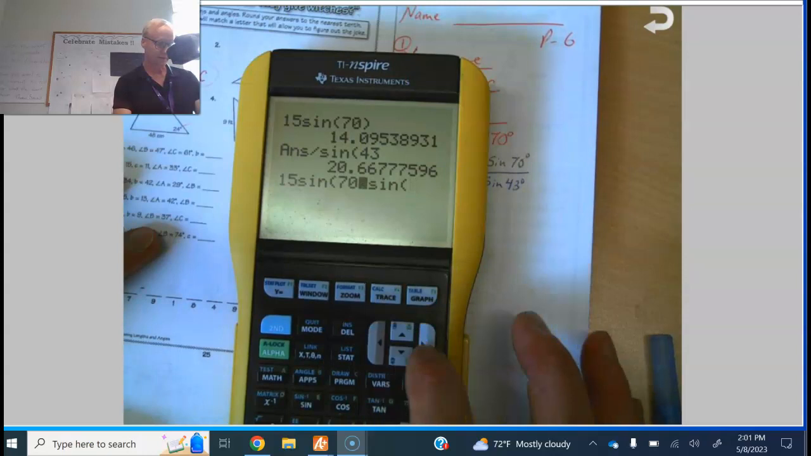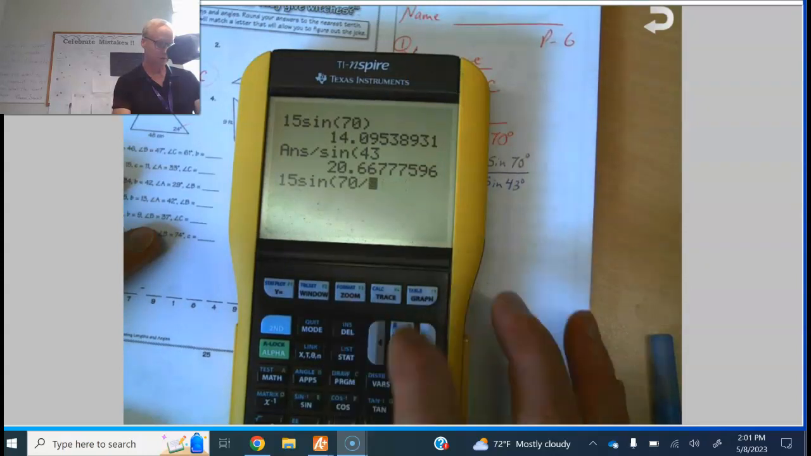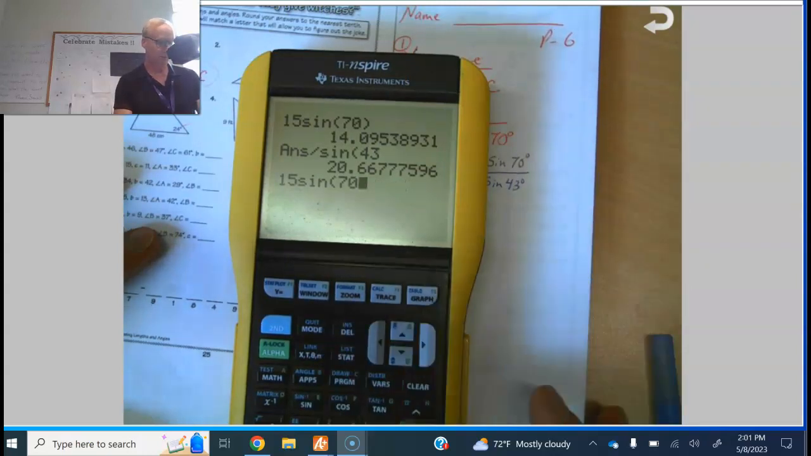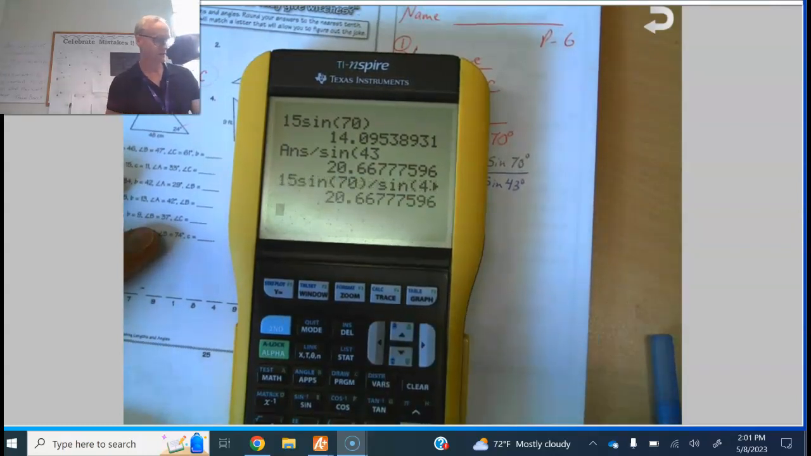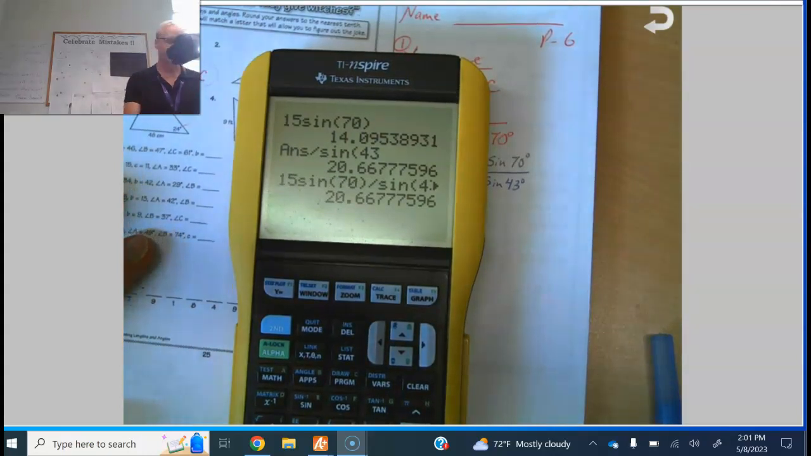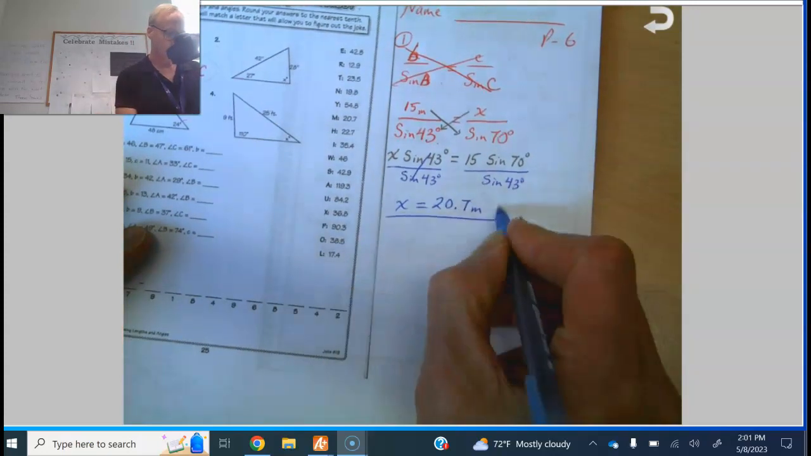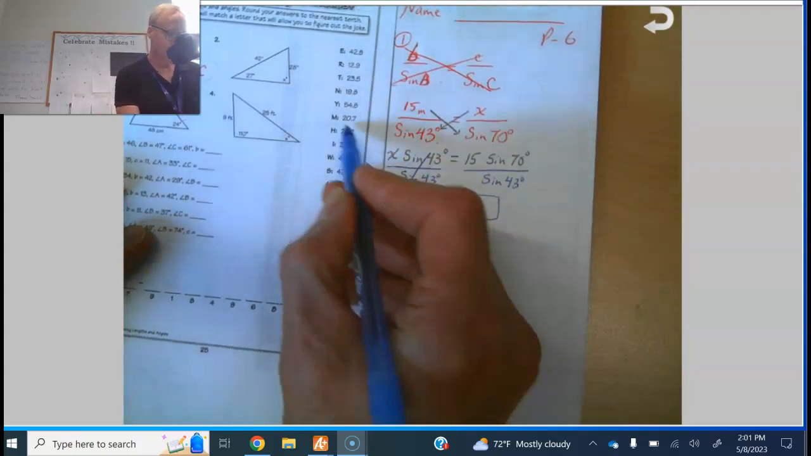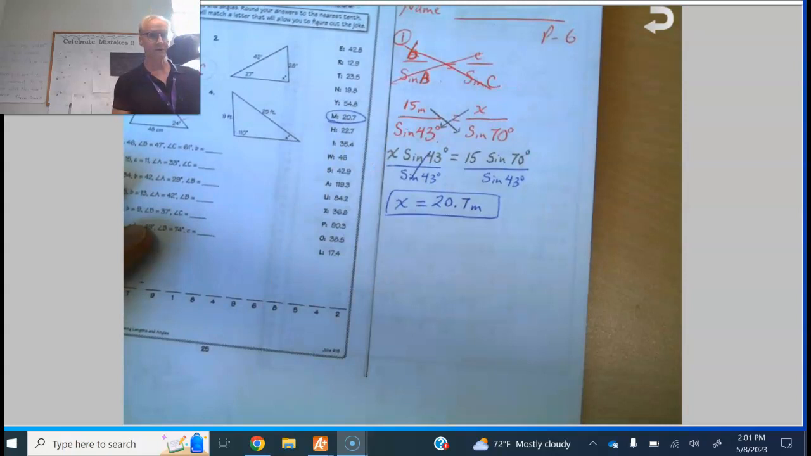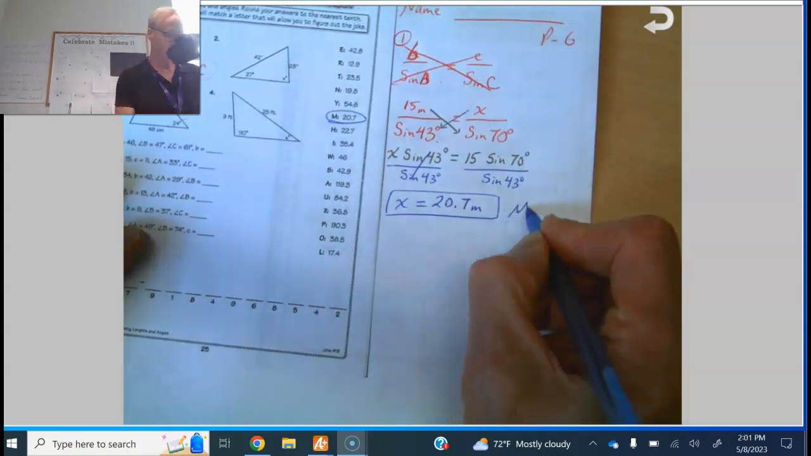Let's see if it'll let me do this. I want to put the parenthesis and then I can push divide sine 43. And it'll still give me the same answer. 20.7 meters. This is right here, which is M on your puzzle, and this is number 1.